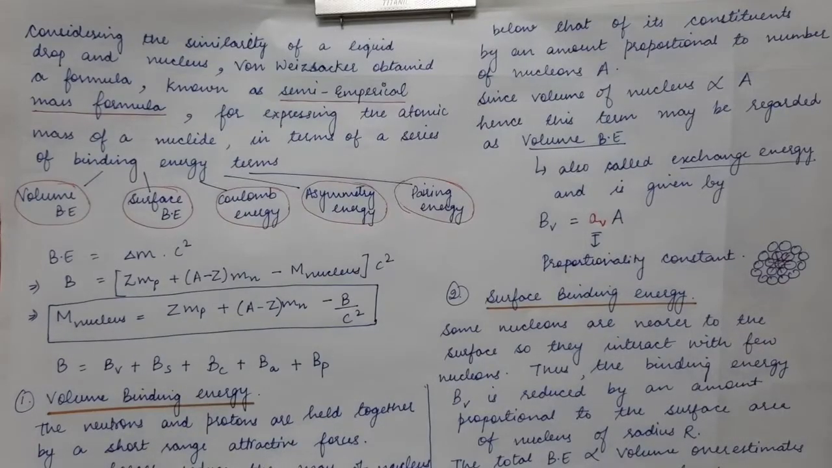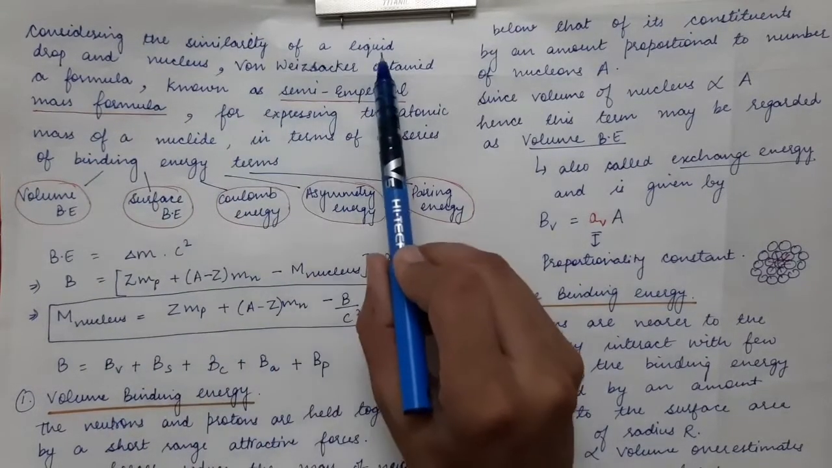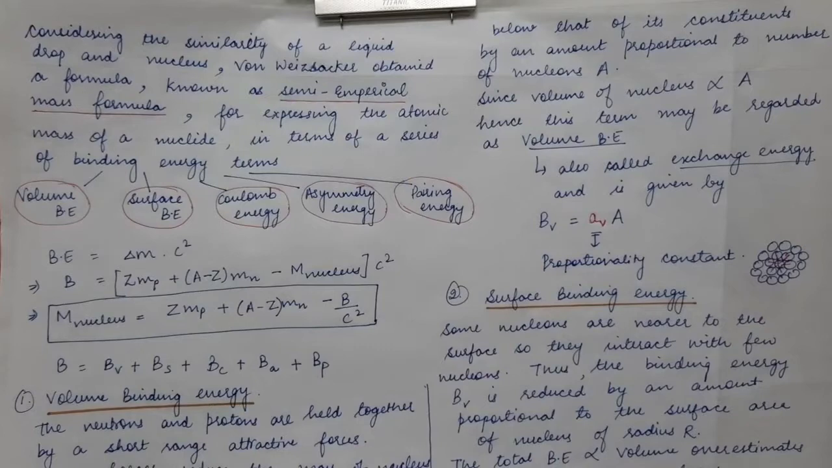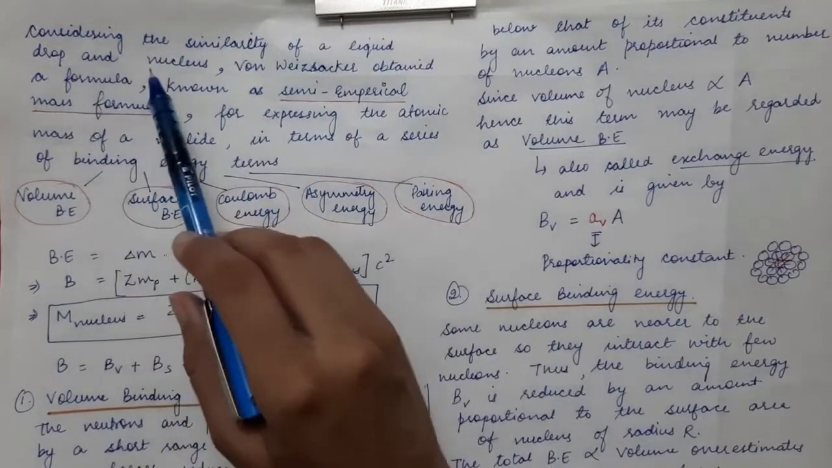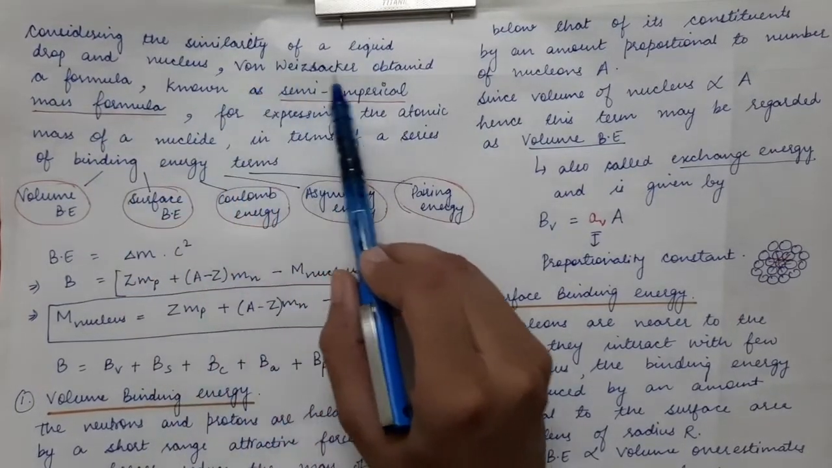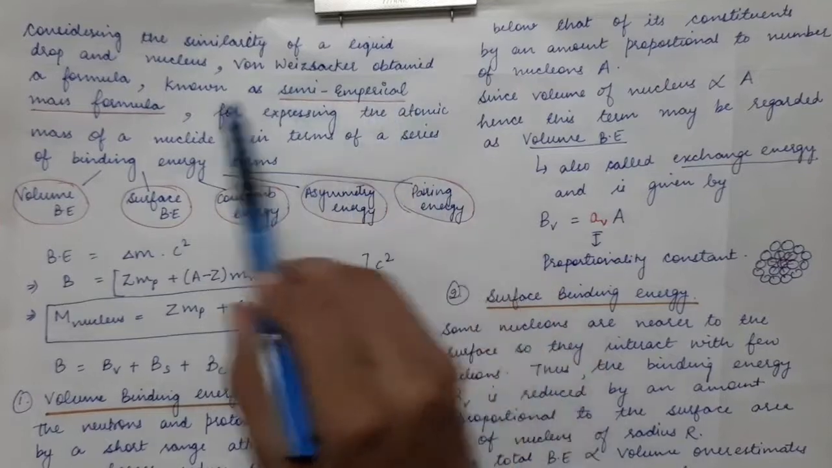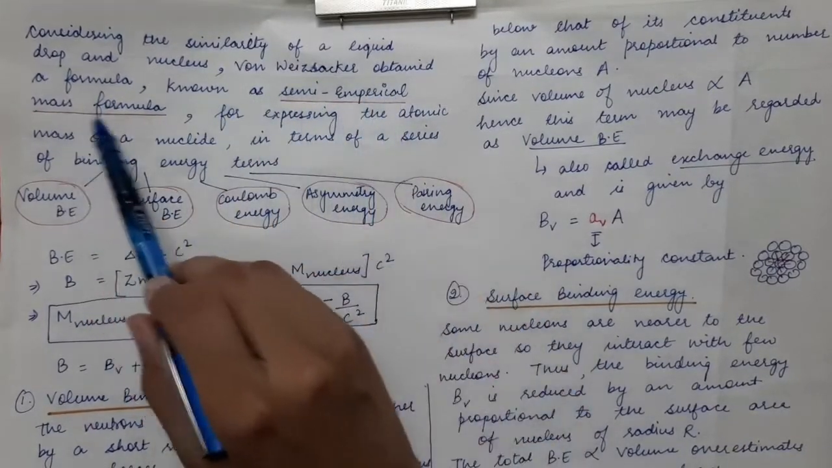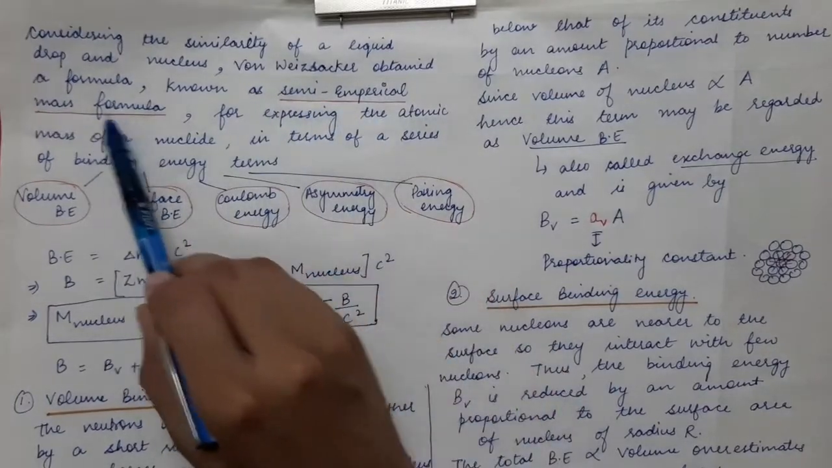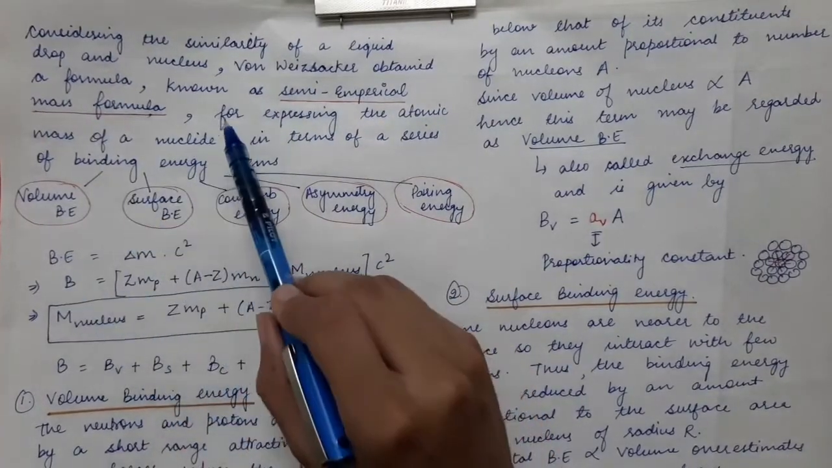Now, as we have done in the starting of this lecture, the liquid drop model gives us a simple explanation of the binding energy of the nucleus. So considering the similarity of a liquid drop and the nucleus, the scientist von Weizsäcker obtained a formula which is known as the semi-empirical mass formula. This is a very important derivation that we will do in further lectures.